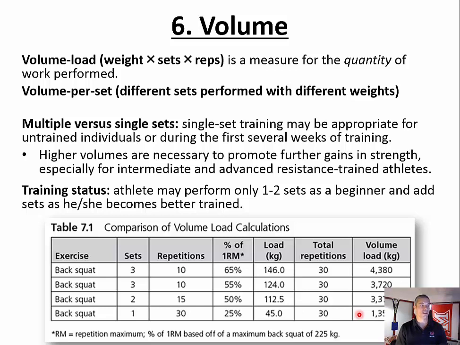Volume is also dependent on the training status of the individual. So an athlete may perform only 1 to 2 sets as a beginner. Then as they adapt and become more trained, or their training status improves, then he or she may add sets in order to increase volume.